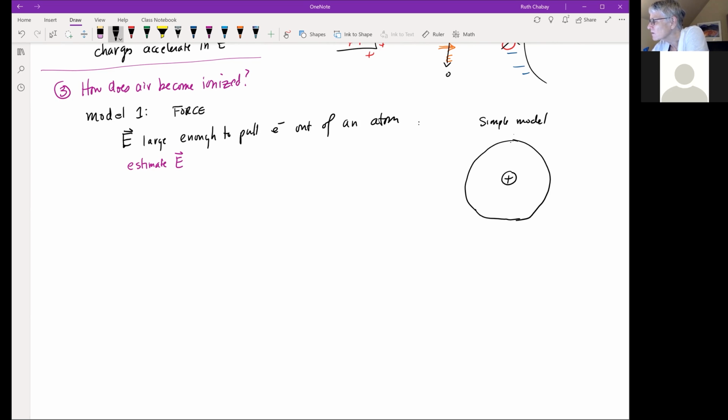And even though we know it's not really a circular orbit, we can think of this as a hydrogen atom, or we could just think of this as any atom where we're taking the nucleus and the inner electrons together to have a charge of plus e. And we'll say the radius of an atom is roughly 10 to the minus 10th meters, which is kind of the radius of a hydrogen atom.